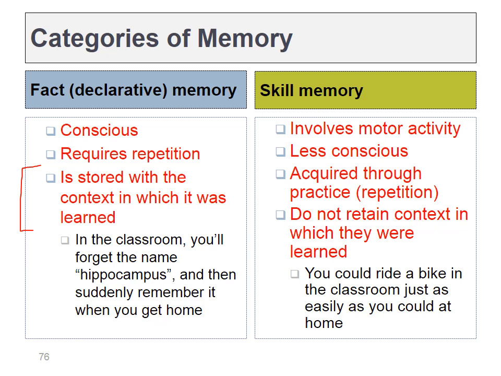On the other hand, skill memory, sometimes called motor memory or even muscle memory, even though it's not stored in muscles, also requires repetition but is not stored with context. Meaning if you learned to ride your bicycle in Nebraska and then moved here to Oregon, you still know how to ride your bicycle.